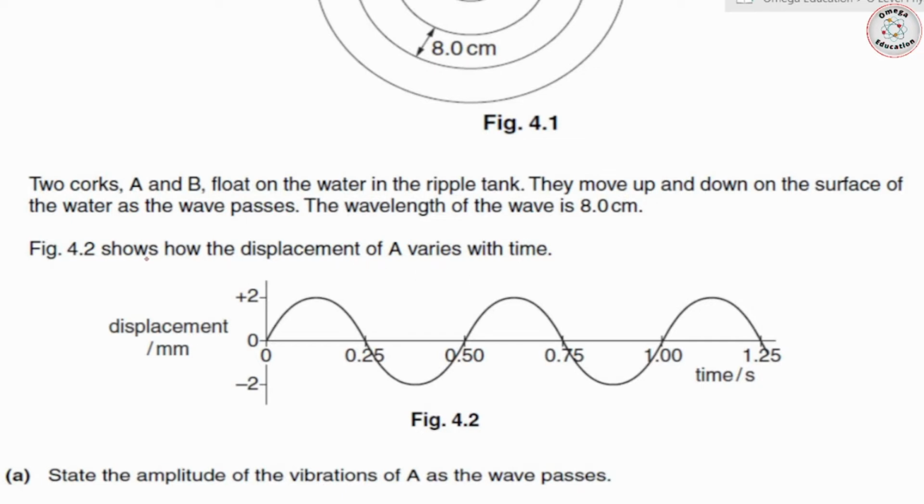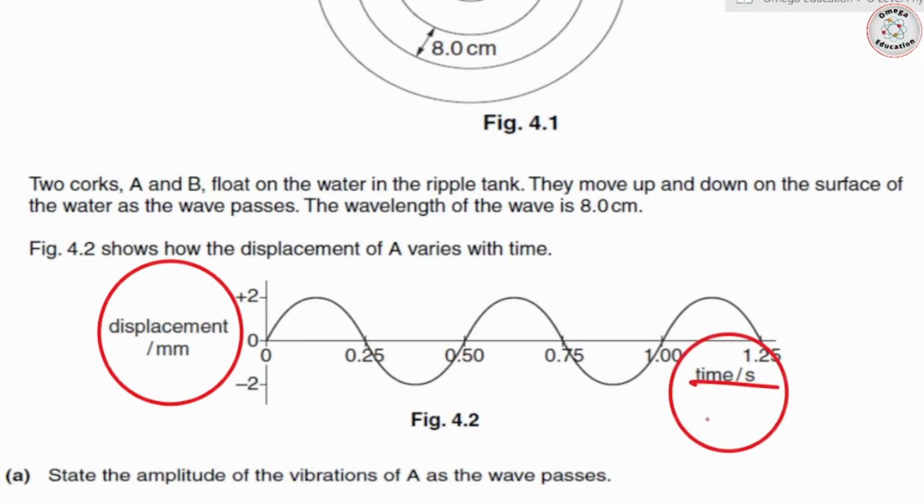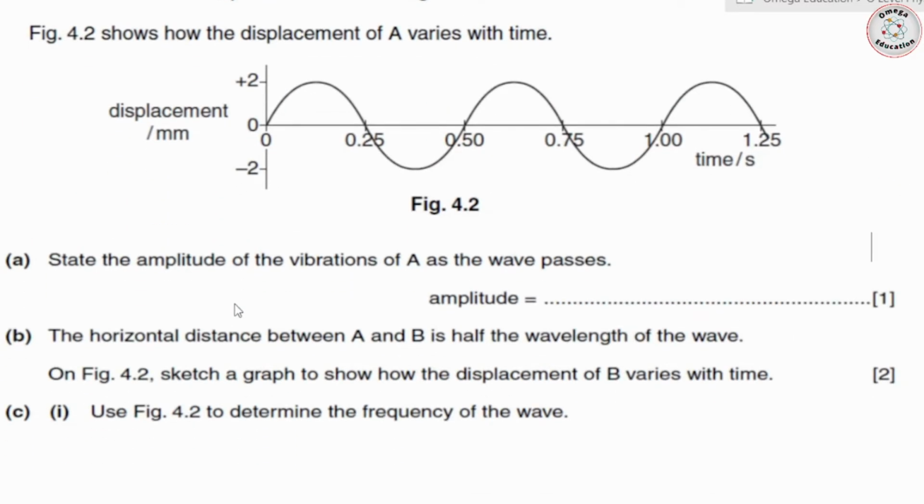So we have a displacement-time graph. And a displacement-time graph can be useful to determine frequency and time period of the wave directly. According to the O-level physics syllabus, we have another kind of graph for general wave properties, that is the displacement-distance graph. A displacement-distance graph is a graph that can be used to directly determine the wavelength. Anyway, moving on to the first part.